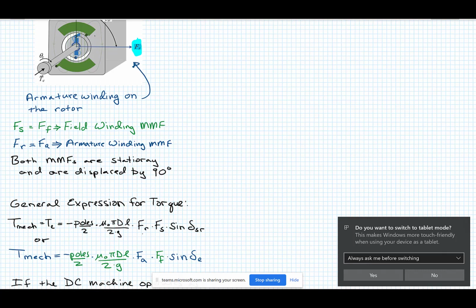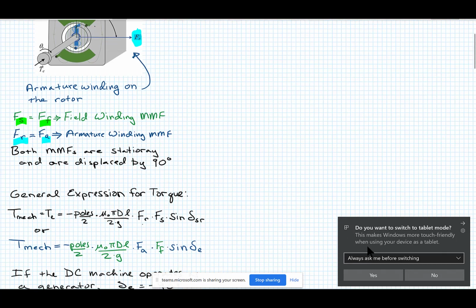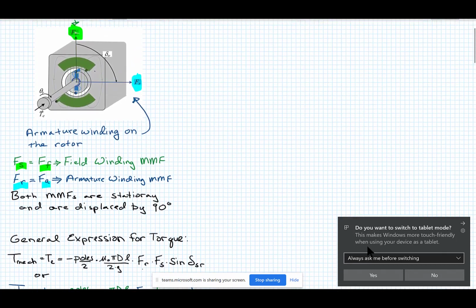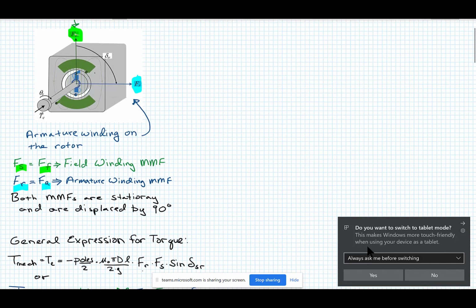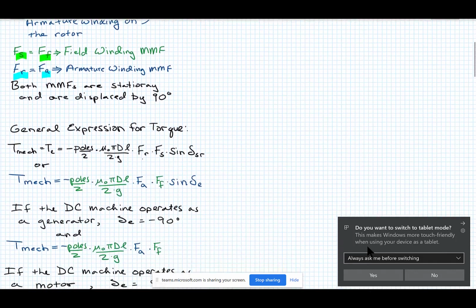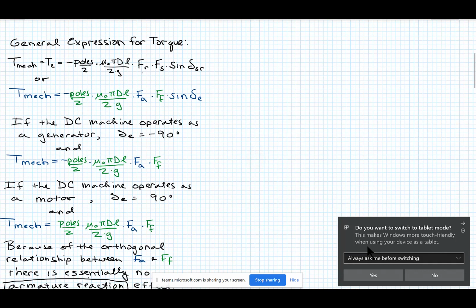And so FS, meaning on the stator, is FF, field winding. FR, being on the rotor, is FA, armature. And they're both displaced by an angle of 90 degrees. That's the torque angle.